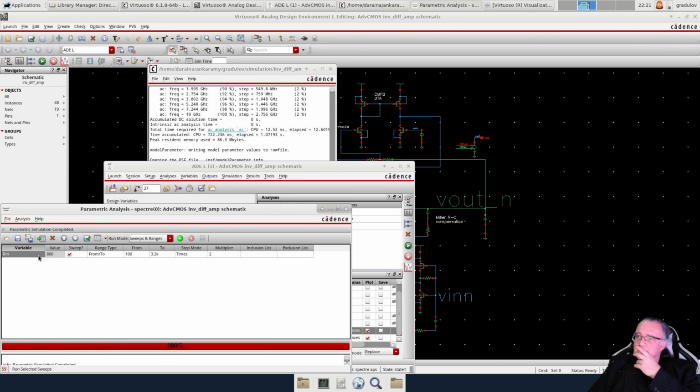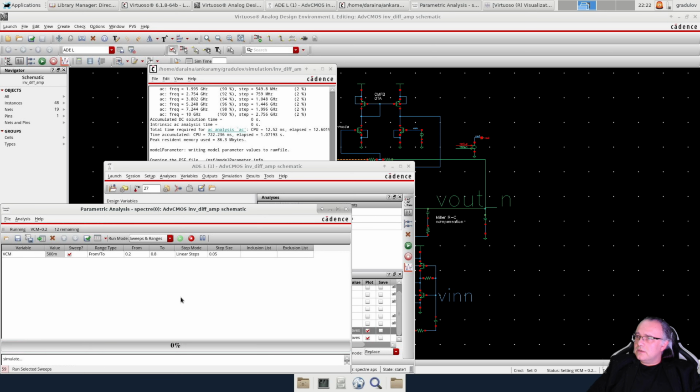Now let's see what is the effect of the common mode. So then I will sweep V common mode from, say, 0.2 to 0.8. I remind you that the power supply is 1 volt. Say 0.05 step. So now I'm changing this voltage, and by changing this voltage I'm changing the common mode of the output signal, and for different common modes of the output signal I will run AC simulations and investigate the Bode plots.